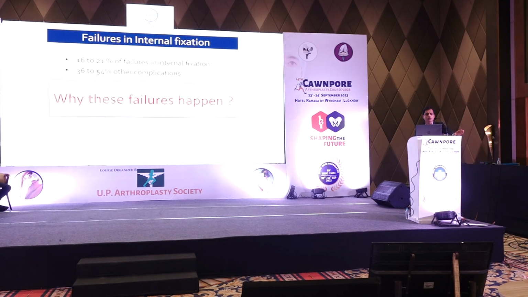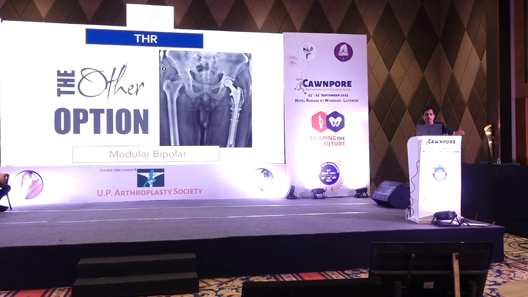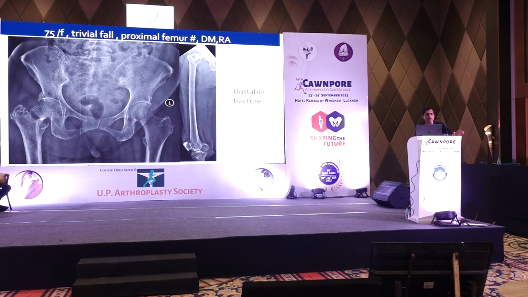So we have to understand why these failures are happening: old age, severe osteoporosis, instability, unstable fractures, and the comminution. All these contribute to the failures. What is the other option then? THR. What is that in an acute fracture? Why THR? It is not actually a THR.